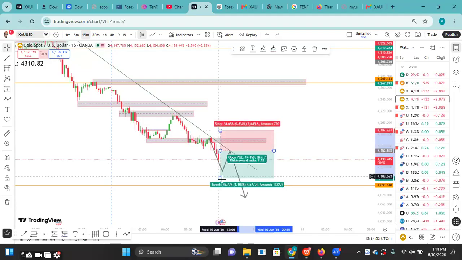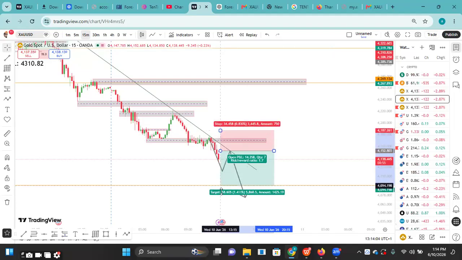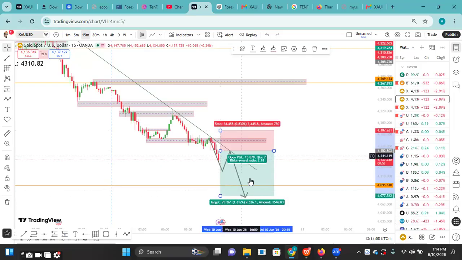Then I'm going to look for at least times two. It might not happen now, it might happen later. But what I want to do here is determine my stop loss. That's why I'm doing this before the news comes out, just to have an idea of the stop loss. This is my stop loss zone, and the pips is 344, 344 pips.